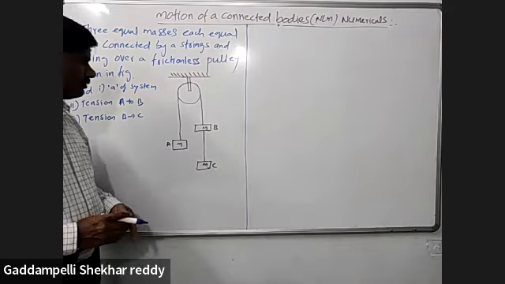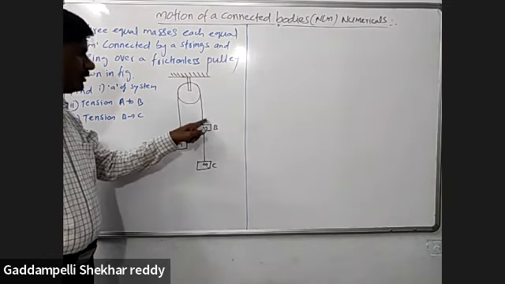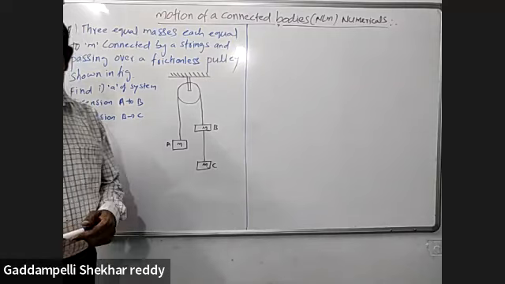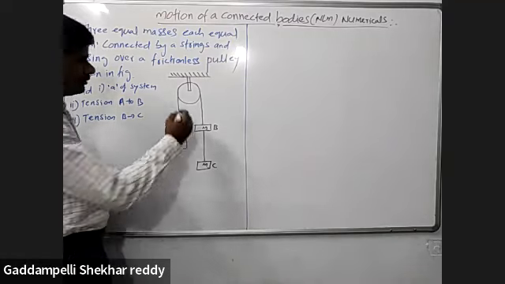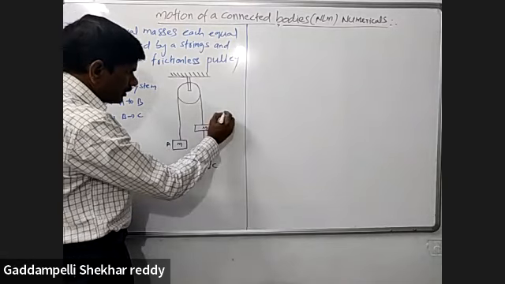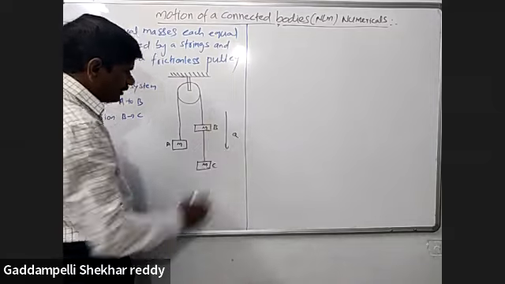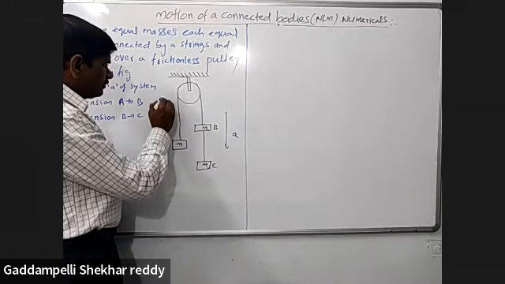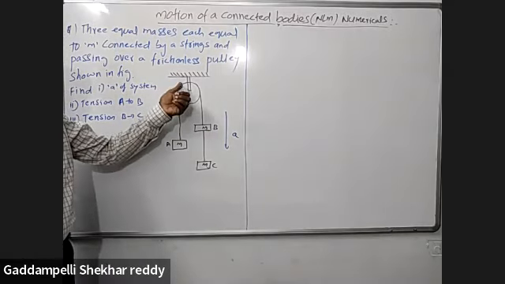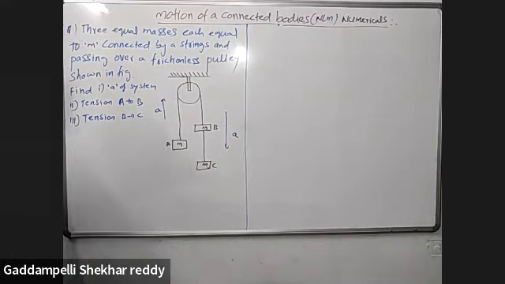Here the pulley is frictionless. The string A to B is a single string, and B to C is another string. Asking the acceleration of the system: on one side there are two identical masses, m and m, and on the other side only a single mass. That means the bodies move in the downward direction. So mass A moves upward, and mass B and C move downward. Acceleration is downward on this side and upward on that side.